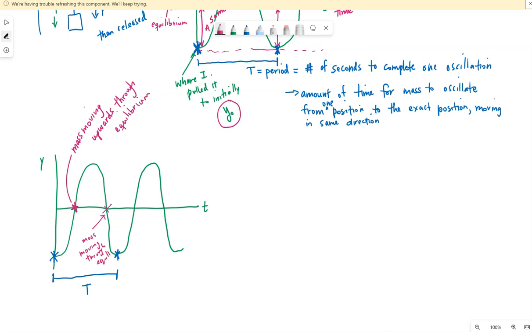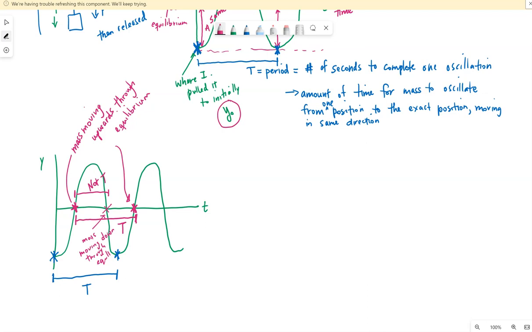But it's not moving upwards, it's moving down. So it's moving down through equilibrium. So the distance from here to here is not T. Even though it's the same position, because the mass is moving in a different direction, this is not the period. The period, I would have to measure all the way over to here, where the mass again is moving through equilibrium and upwards. So the period would be right here.